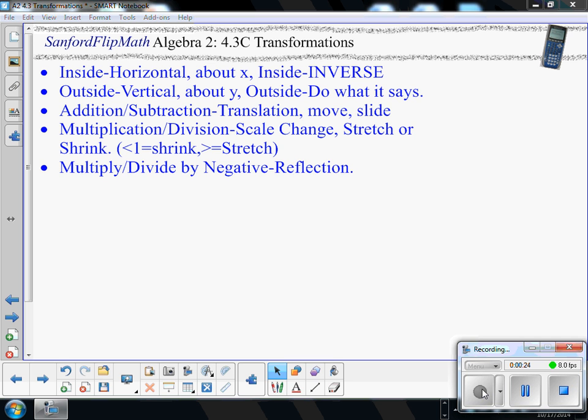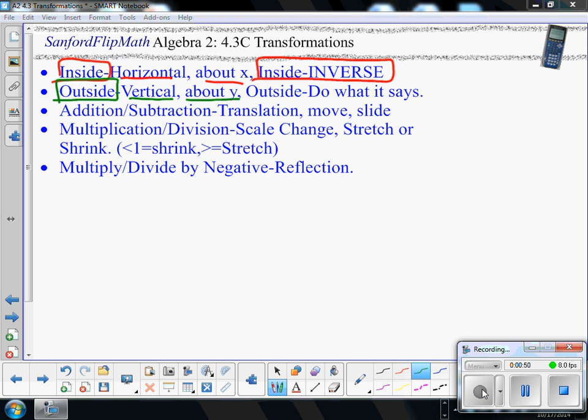Just a reminder that anything that you are working with that's inside the function affects the function horizontally, which in other words means it's about x. And remember that inside means that what really happens on the graph is the inverse. I'm not going to spend my life on this stuff because it's already in the other videos, but a reminder that if you have something outside of the parent function, it must be vertical, or in other words about y. And if it's outside, do what it says. So if it says +3 on the outside, then you're going up 3, etc. Okay, so whatever it says.